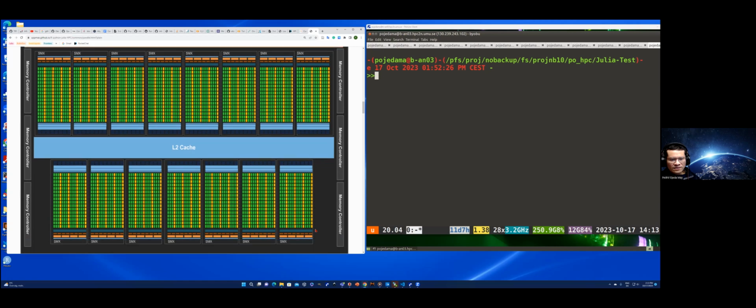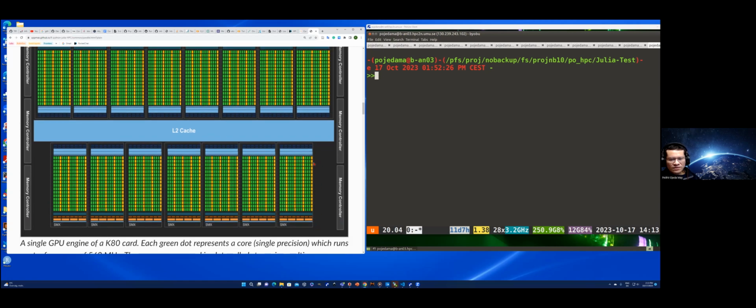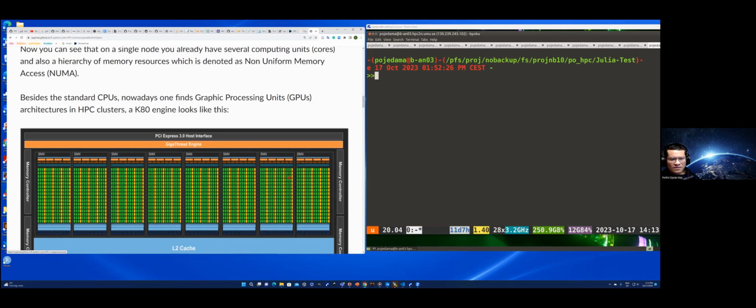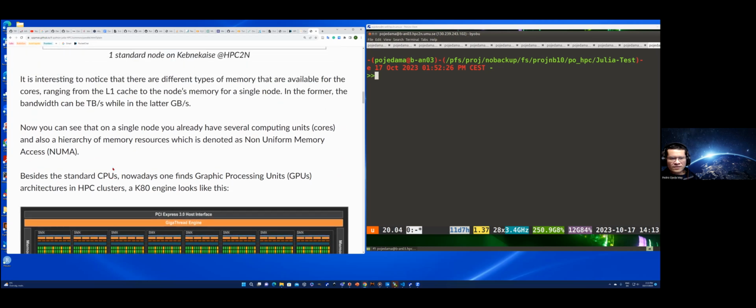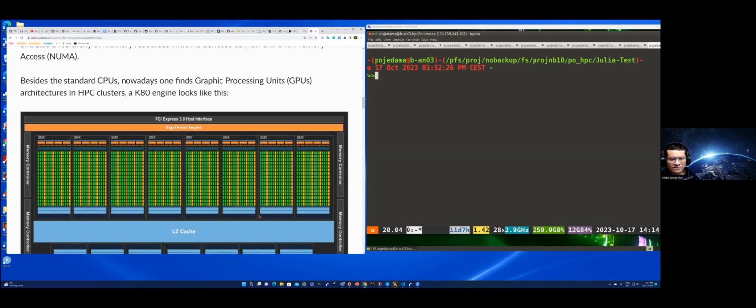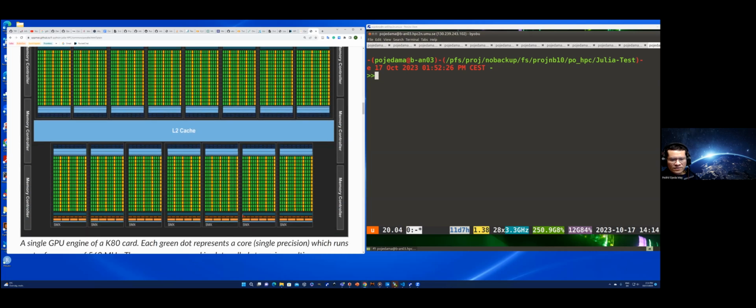But the main difference between each core in this GPU and one of these here in a standard node is that here the speed of each core is in the order of megahertz, right? And here it's in the order of gigahertz. So there's a big difference. And that's why here we can run many simple tasks, but that can be parallelized or run simultaneously easily.